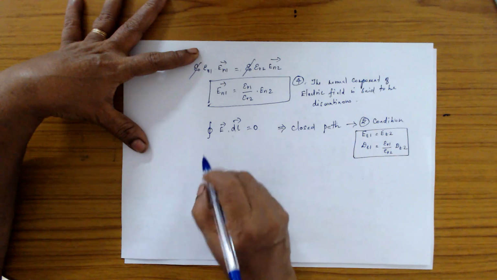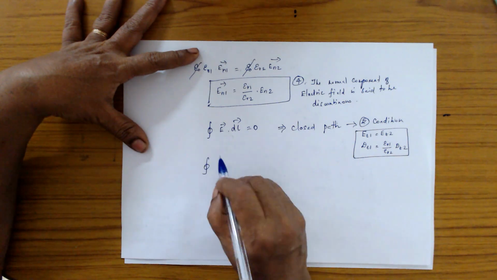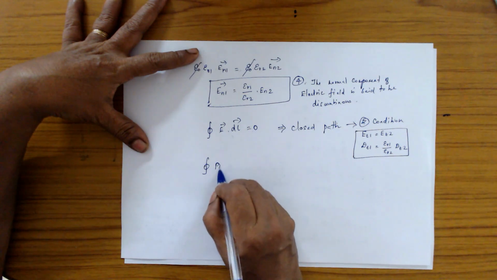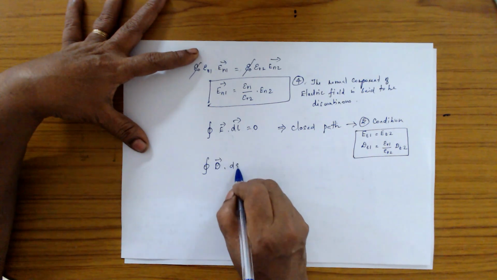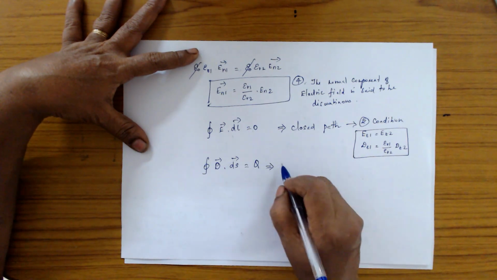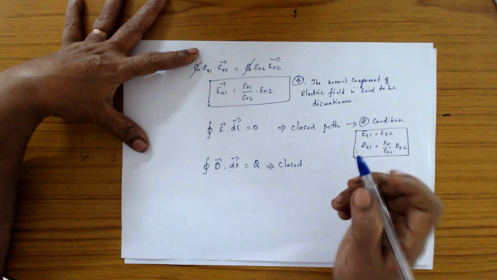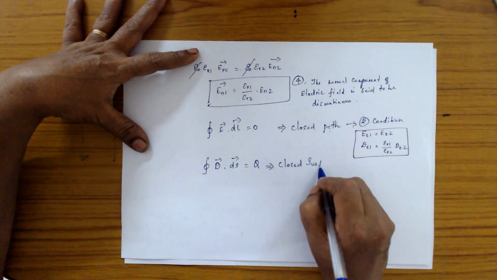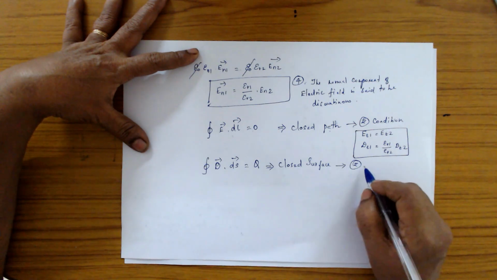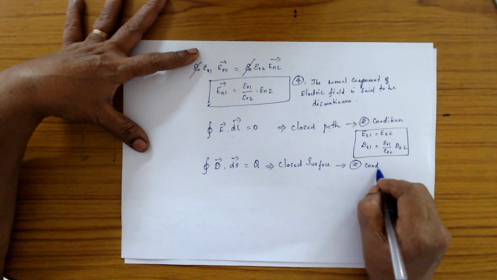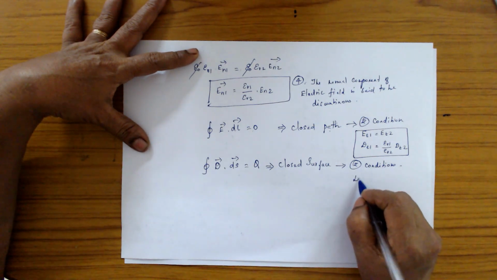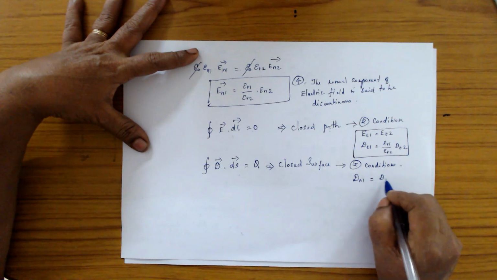Similarly, the second law we have taken is Gauss's law, that is the integral of D dot ds is equal to Q. For this you need to take a closed surface; there it is a closed path, here it is a closed surface. Finally we have concluded the two conditions for the flux density. The flux density Dn1 is equal to Dn2.